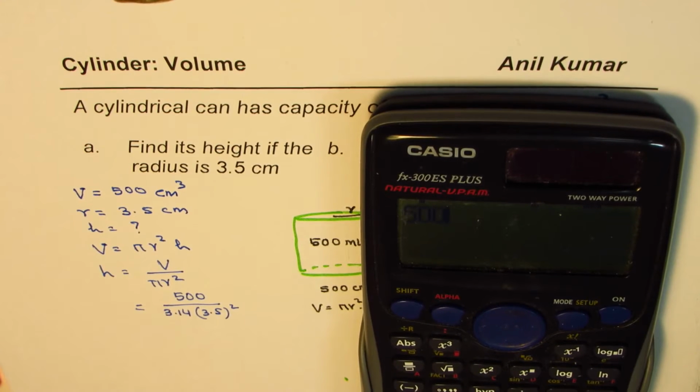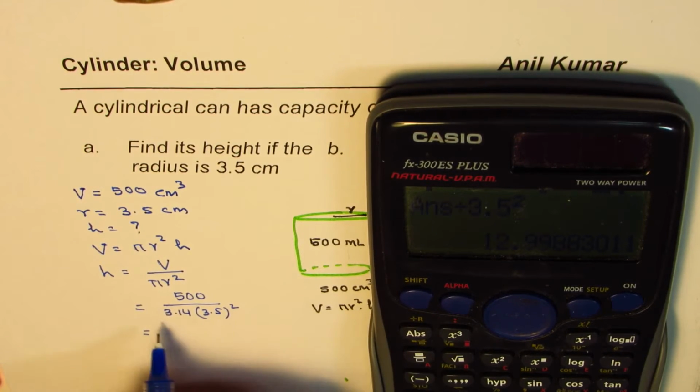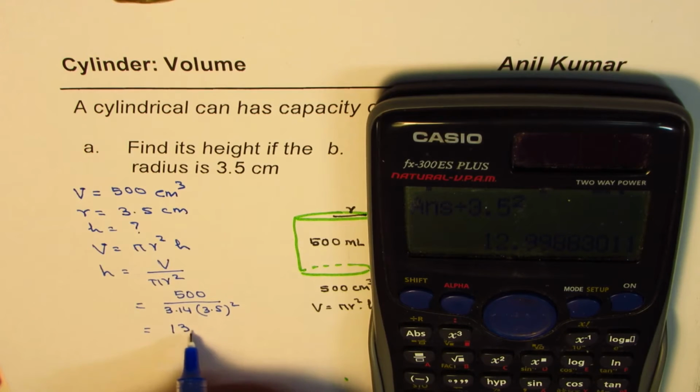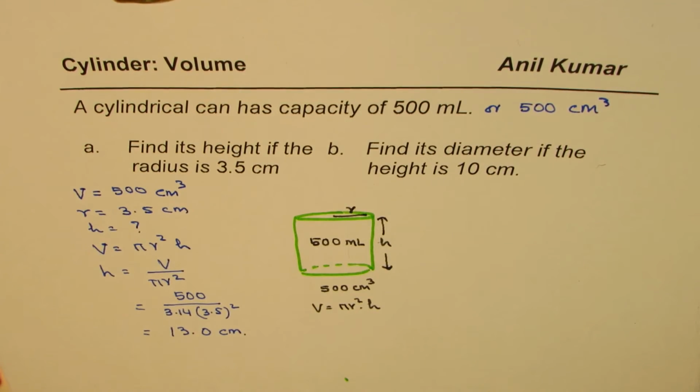So we can use the calculator to calculate the answer. So we have 500 divided by, let me put all this in brackets, or you can do one by one, 3.14, and then you divide this by 3.5 square, right? Which is equal to, you get the answer as 12.99, right? So let me round it to 13.0 centimeters. So that is how you could find the height when you're given volume and radius.